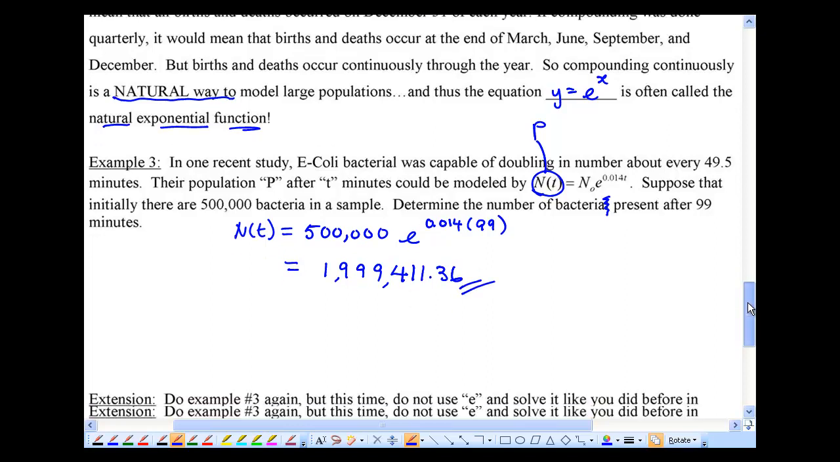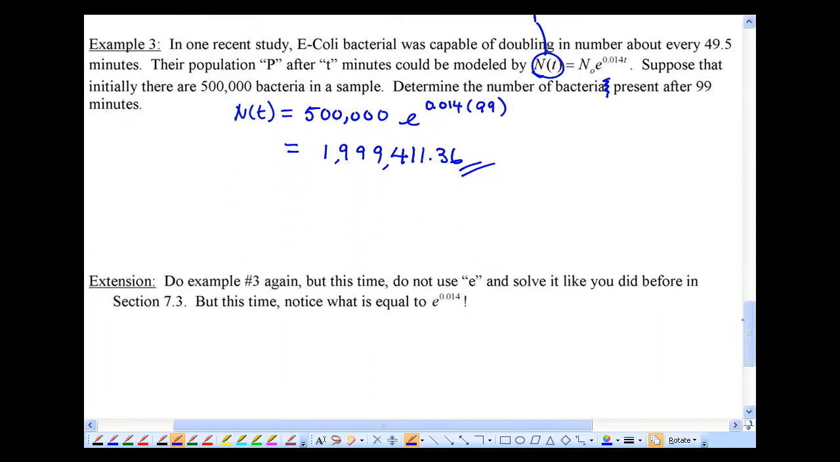Now, as an extension, before we leave this, I want you to do example 3 again. But this time, don't use their equation with the e. I want you to solve it like you did before in section 7.3. Remember, this is the doubling and all that stuff. We can have a formula that we use: y equals A times C to the power of x over T. Remember that one? I want you to use this formula and calculate what this is. And then I want you to notice what this e to the power of 0.014 actually equals to.